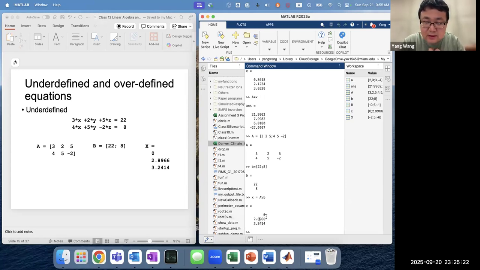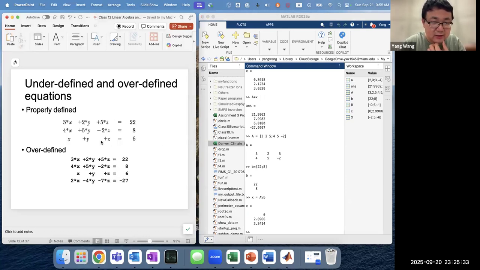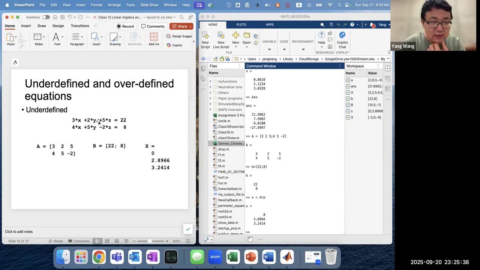Note that theoretically, 1, 2, and 3 will still satisfy this equation, because this is no different from the set of equations we showed earlier, which has a solution of 1, 2, and 3. But now, instead of giving us 1, 2, and 3, it gives us 0, something, and something. So this is basically the general solution for an underdefined equation.